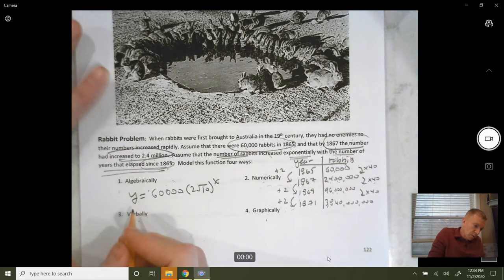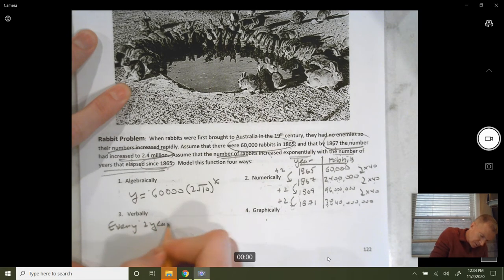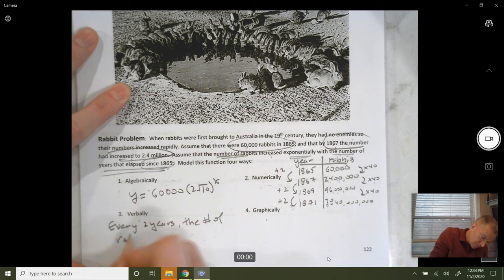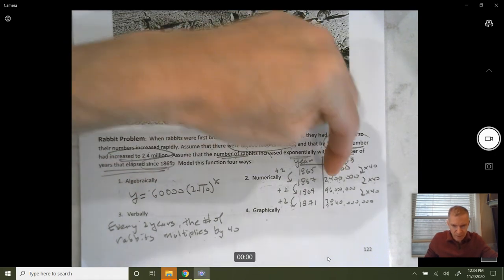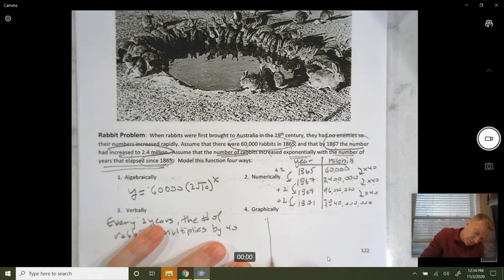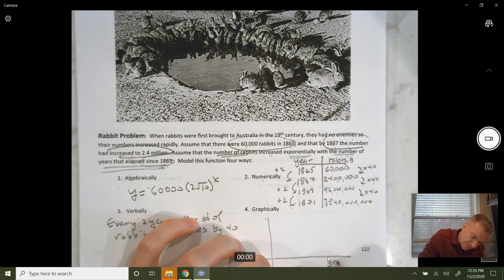Okay? Verbally, what we can say here is every 2 years, the number of rabbits multiplies by 40. So this is all the same function. We can represent it algebraically. We can represent it numerically. We can represent it verbally. And then graphically, we can make a graph. Okay? Let's make this be the number of years after 1865.